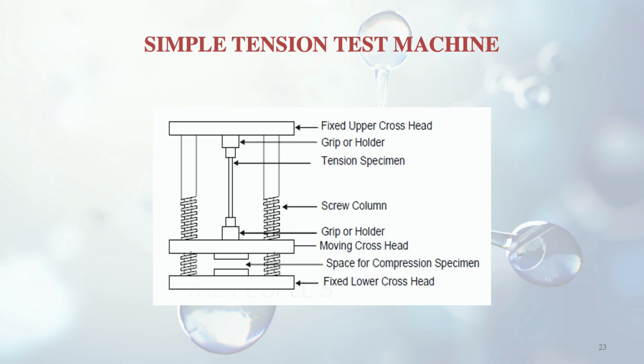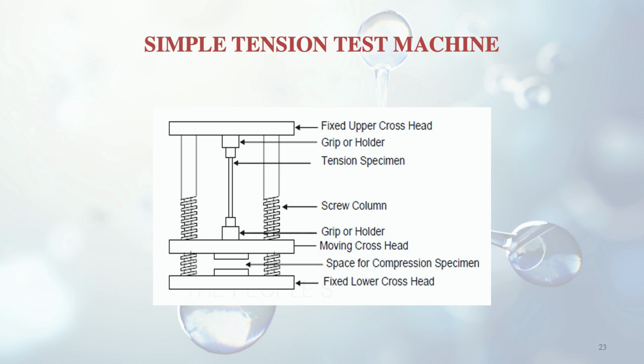Now I will explain it to you. I talked to you about the crosshead. You can see here the fixed upper crosshead and the fixed lower crosshead. These are the two things. Then further you see the grip or the holder. It is meant to hold the specimen. Coming towards the bottom side, the tension specimen is there with lesser diameter. This is the main portion. Then the end portion has larger diameter. Then the screw column is there.